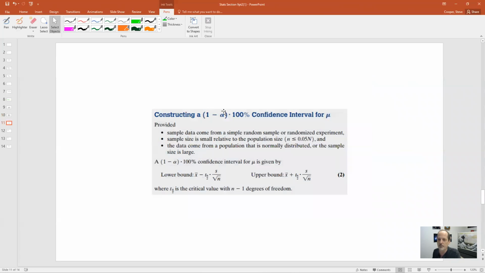Okay, so here's how we construct the 1 minus alpha times 100% confidence interval for the population mean. We've got some requirements here. The sample has to come from a simple random sample. It's got to be a random sample, and the sample size has to be small relative to the population. So that's the independence rule. And then this time the data has to come from a normally distributed population or a sufficiently large sample size.